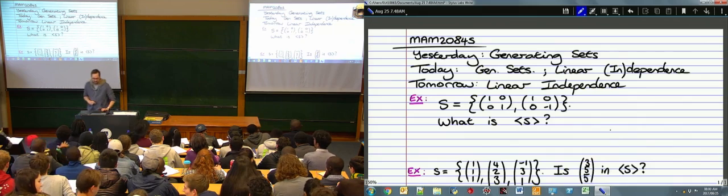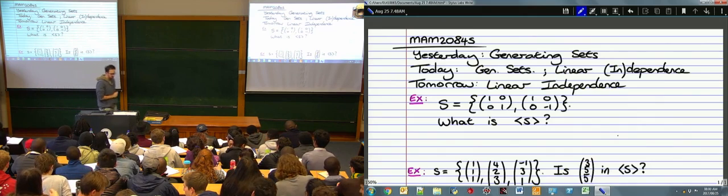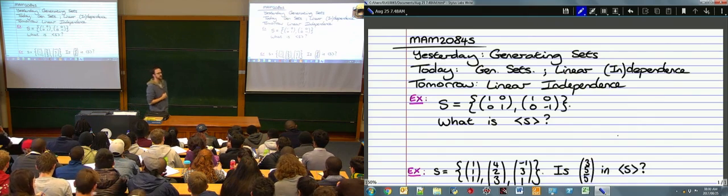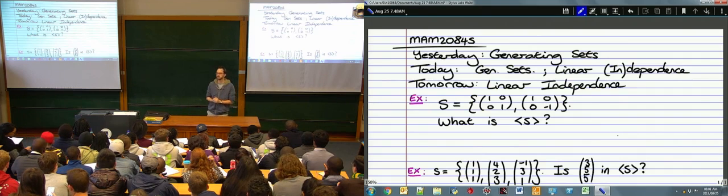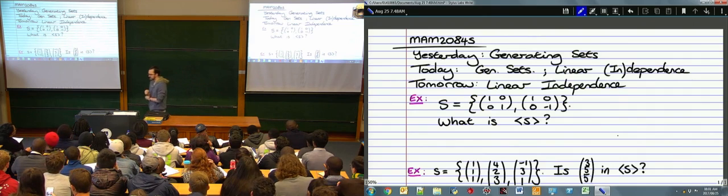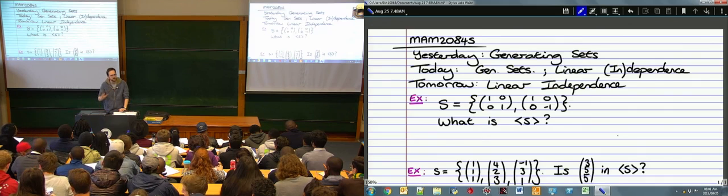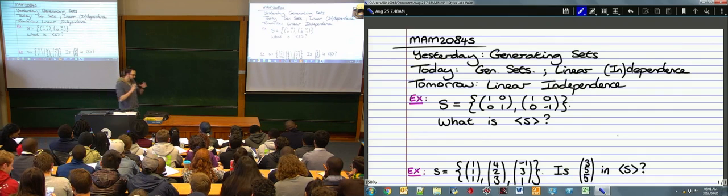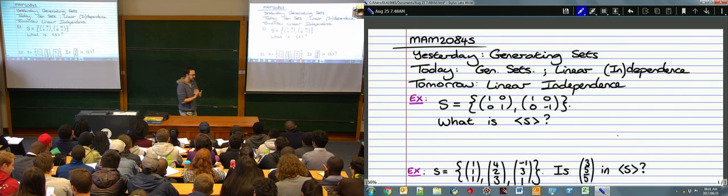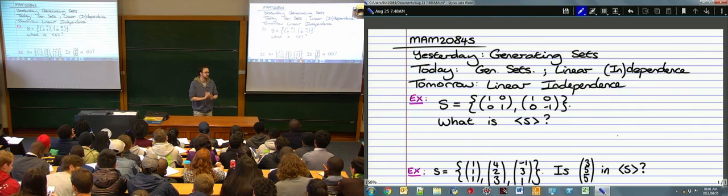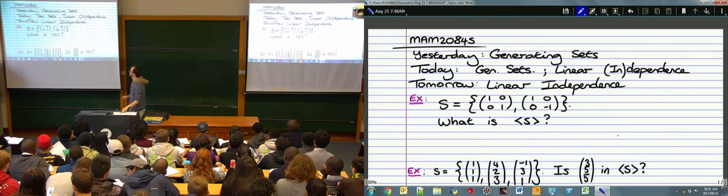Okay. So, what we spoke about yesterday were generating sets, and we're going to talk a little bit about generating sets today. And then in the second part of today's lecture, we'll start speaking about linear independence. We'll keep talking about linear independence on Tuesday, and then around Wednesday, Thursday next week we can use generating sets and linear independence together to define what is going to be called a basis, and from the basis we'll start talking about dimensions of vector spaces and dimensions of subspaces.